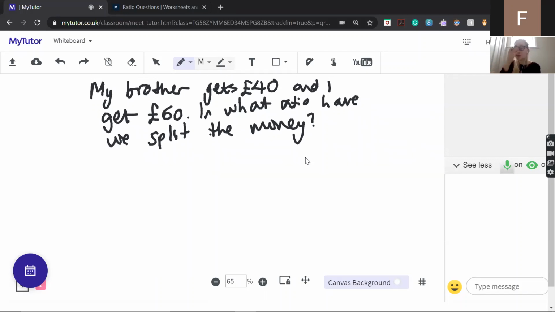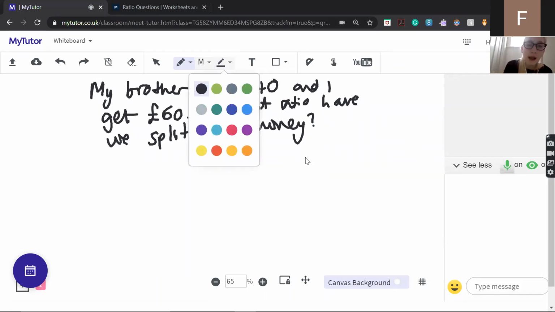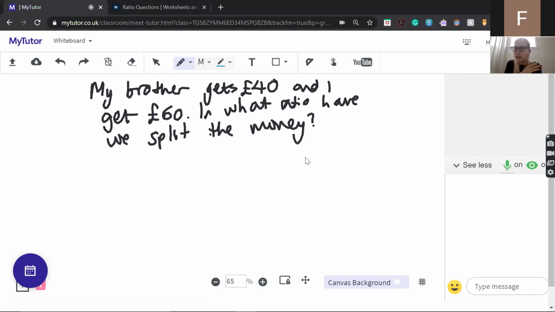So the first thing that we do is we write it out in the most basic, simple way we possibly can. So if my brother gets £40 and I get 60, that means that if my brother gets 40 chunks, I get 60 chunks. If each chunk is £1. Now that is a perfectly acceptable ratio. We've split this money in the ratio 40-60. But let's make it a bit simpler because nobody likes working with big numbers. It's like if you had the fraction 40 over 100, you'd want to simplify that. Probably, unless you're a monster.